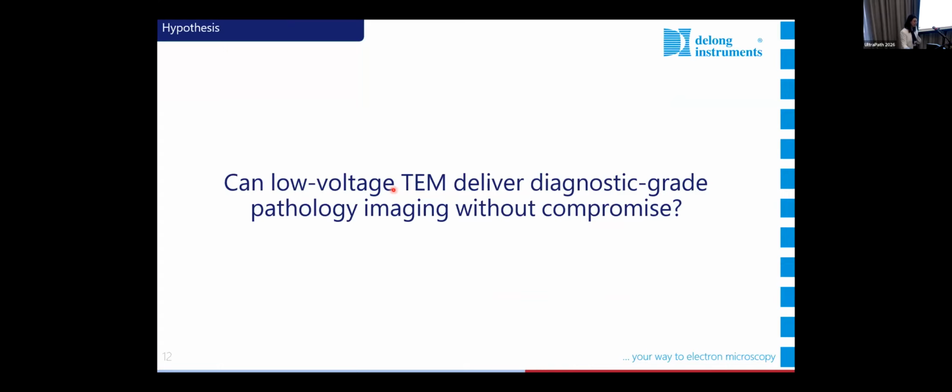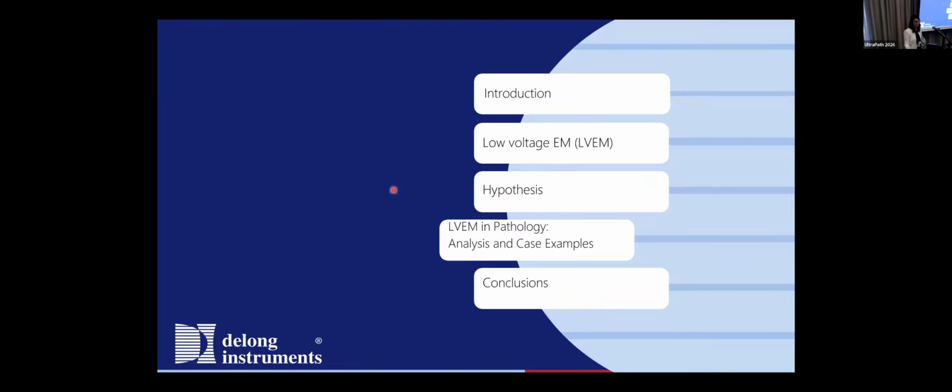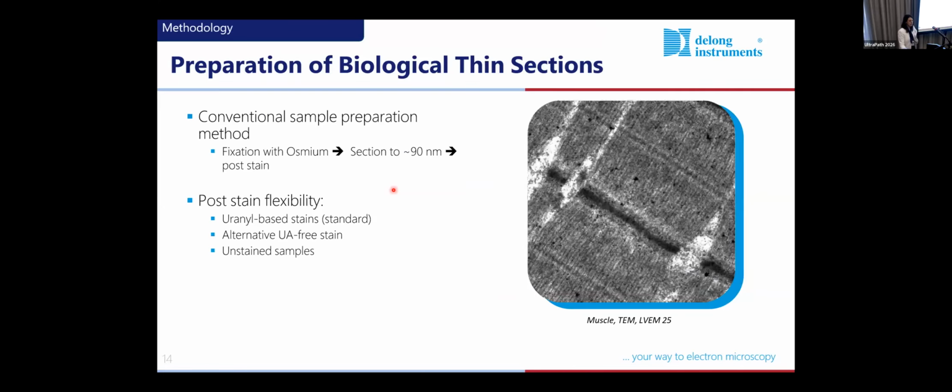So our hypothesis is, can low voltage TEM deliver diagnostic-grade pathology imaging without compromise? Here I have a lot of different cases. As I said, I'm not really familiar with most of the nomenclature, but you are familiar, and you will be seeing the results of low voltage electron microscopy. The sample preparation is exactly the way you are used to doing for the standard TEM. Same thickness. You have the flexibility to use uranyl-free stains or unstained samples, but the traditional uranyl acetate is also pretty much useful here.